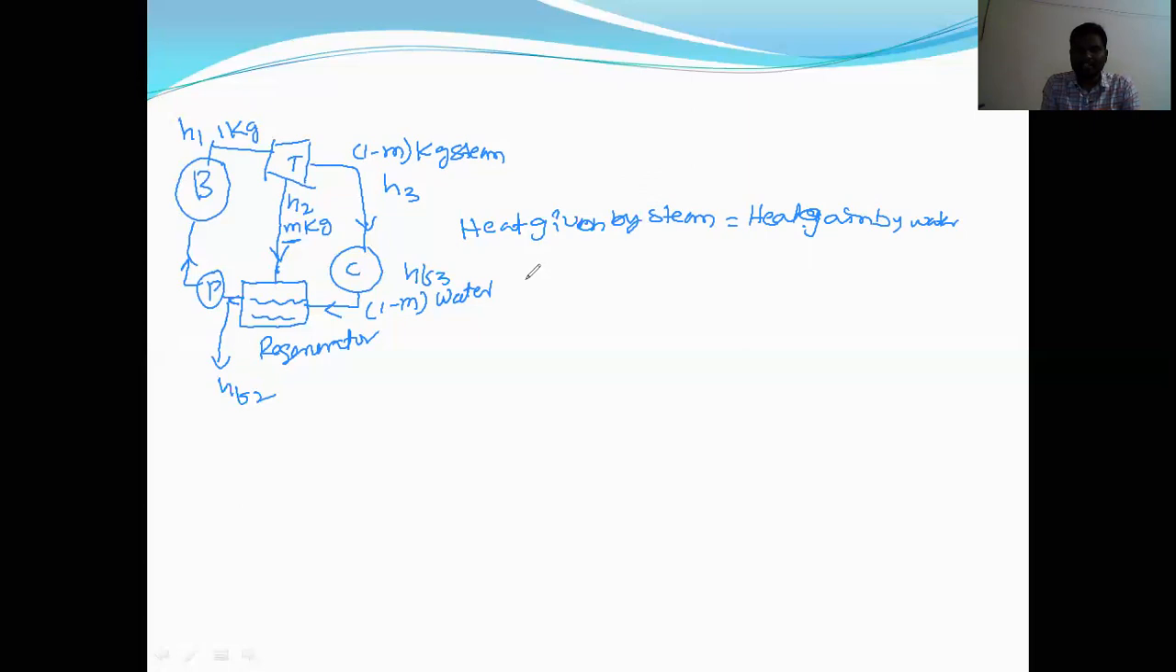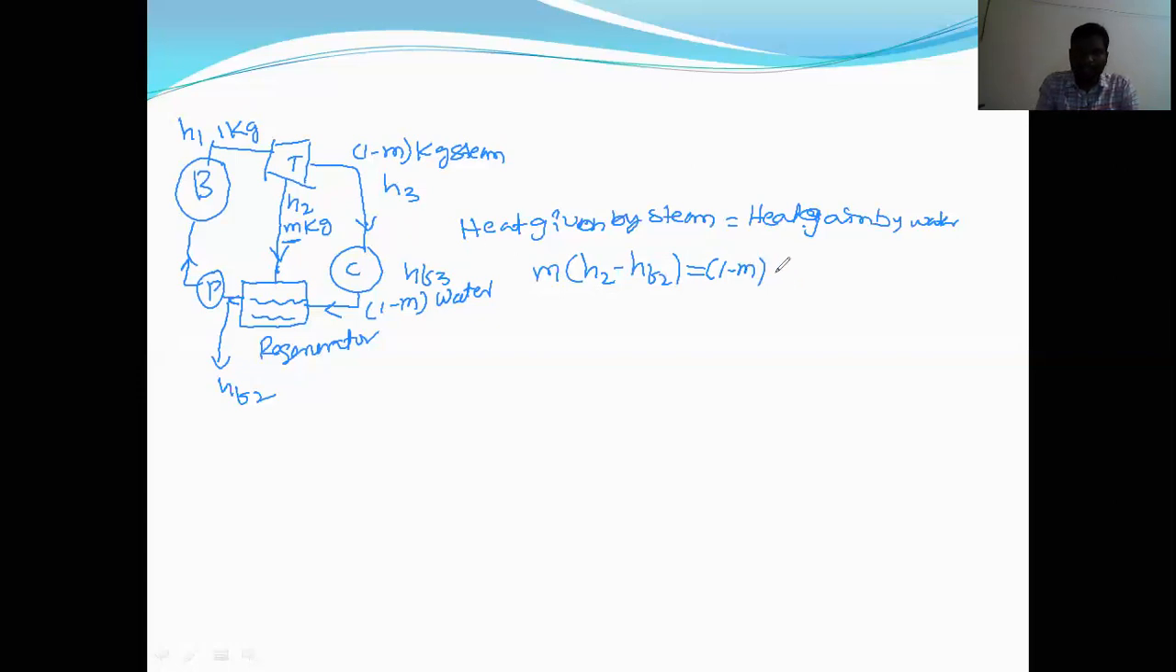What is the heat given by steam? That is m kg of steam. How much heat has it given? From H2 to HF2. The H2 heat becomes HF2 after the regeneration. So the difference H2 minus HF2 is the heat given by the steam. So m into (H2 minus HF2) is the heat given by steam. And what is the heat gained by water? What is the mass of water? That is 1 minus m.